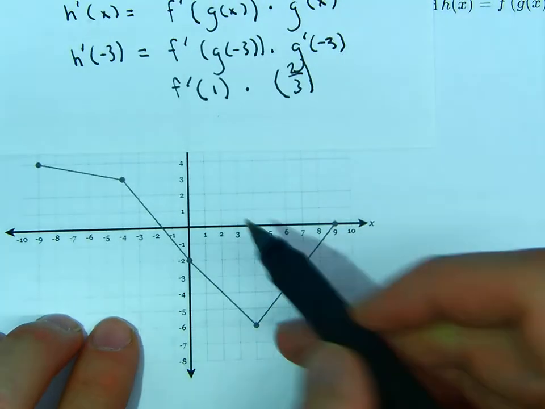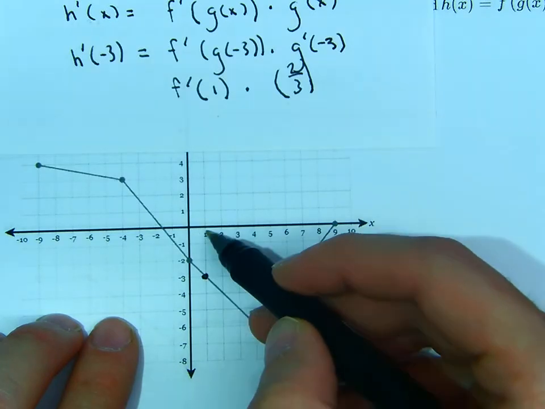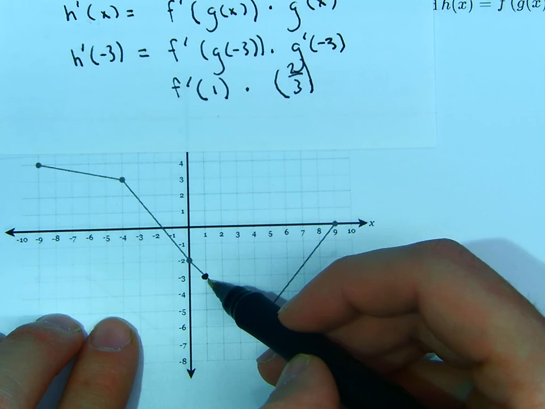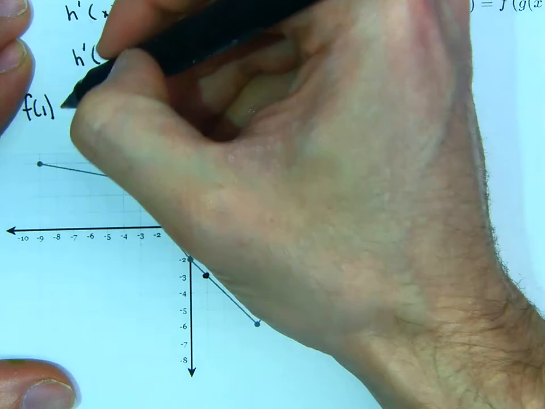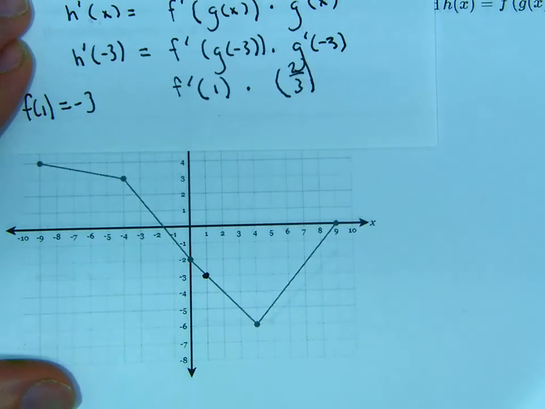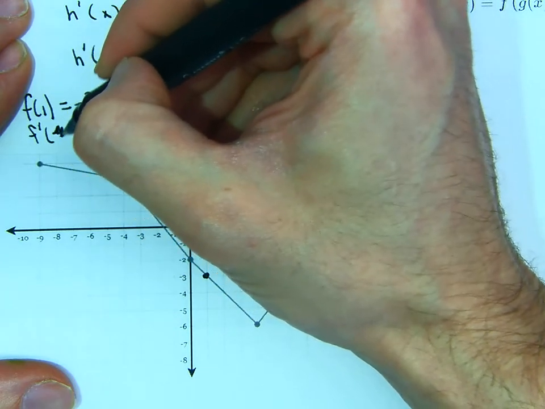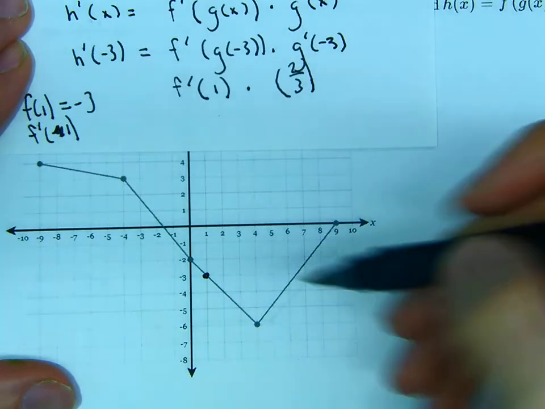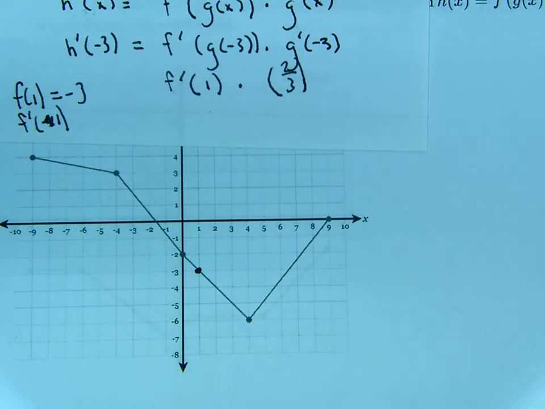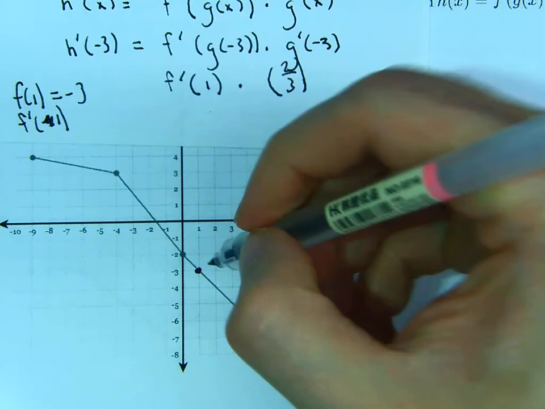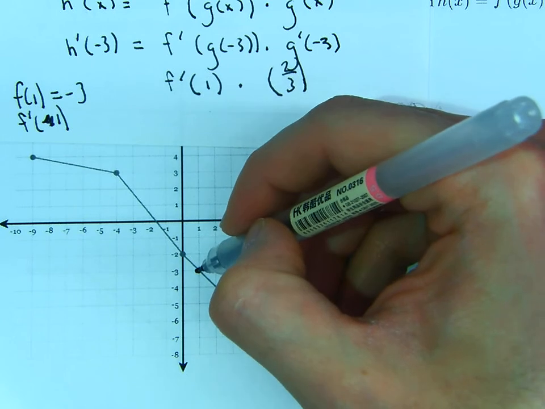We're going to look at 1, and now notice this is the point when x is 1, the y value is negative 3, right? So if I said, hey, what is f of 1? It's negative 3. But that's not what the question is asking. We want to know what f prime of 1 is. So then what do you need to do? Pause the video and think about it. What do I need to do? I need to find the slope at x equals 1.